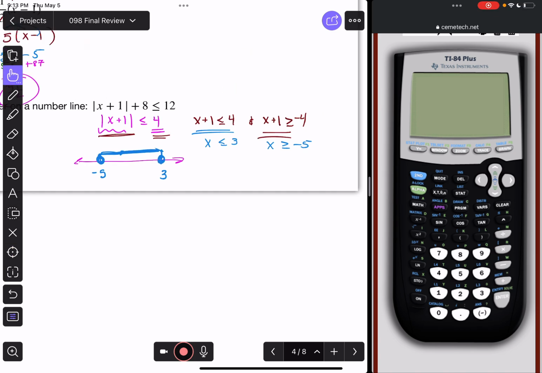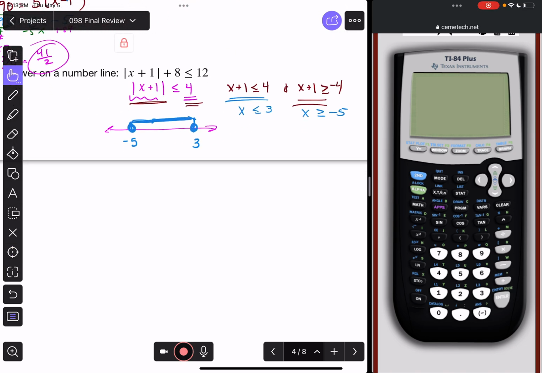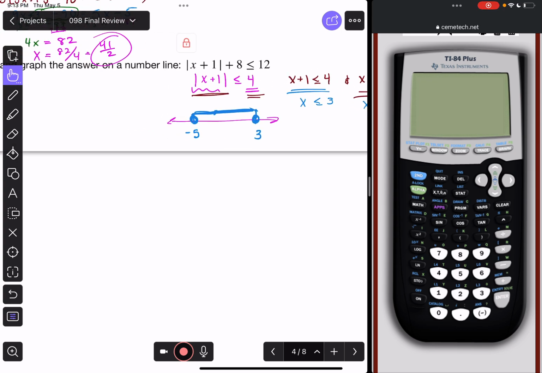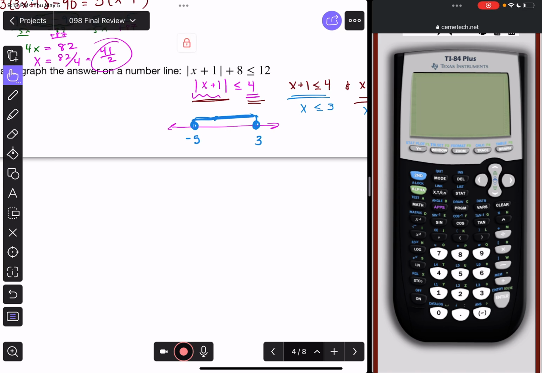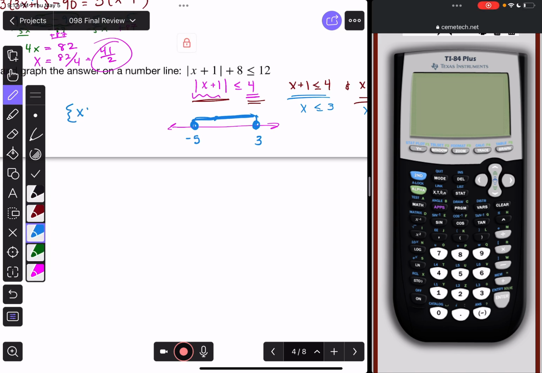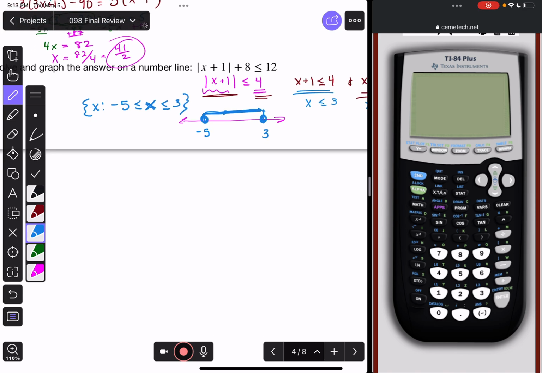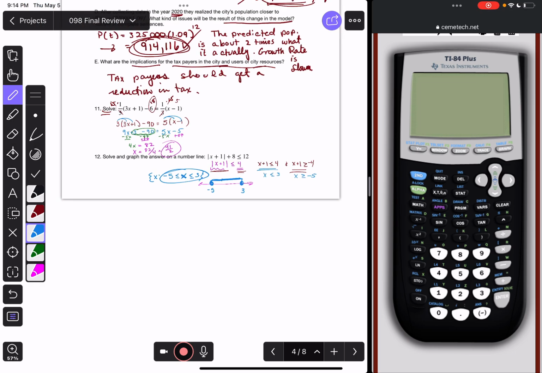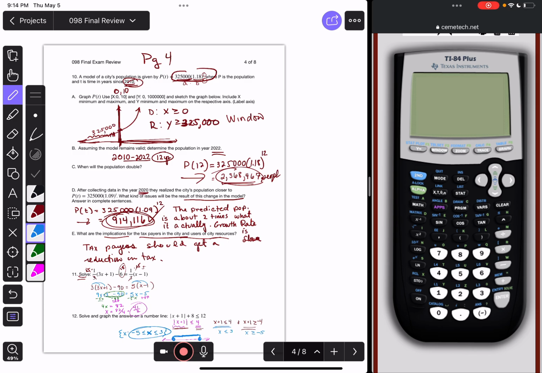It didn't say to write a solution set. Okay, but when we solve something, we should. And so our solution set for this should look like this. It is a set of all x's where x is trapped between negative 5 and 3, like that. Okay, so that'd be a nice formal set notation. Or if you don't want to be formal, just give me that. Okay, and that'd be good. All right, that ends page 4.